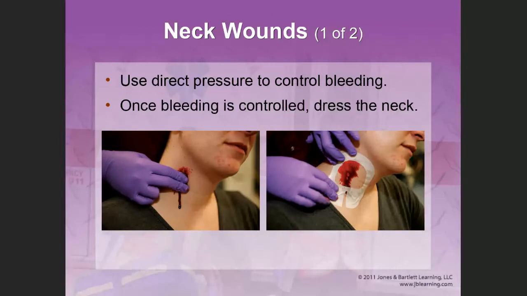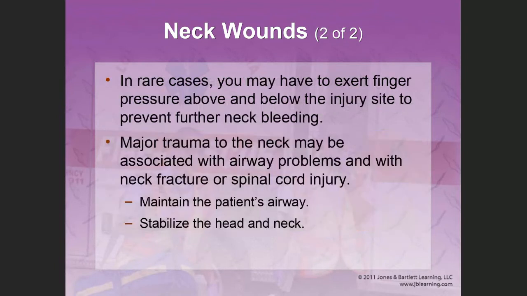For your neck wounds, use direct pressure to control bleeding. We don't want to go circumferential around the neck. I'll teach you how to bandage the neck when we get to the face-to-face session. So you don't want to go circumferential around the neck. That can cut off the arteries that are supplying the brain. In rare cases, you may have to exert finger pressure above and below the injury site to prevent further neck bleeding. Major trauma to the neck may be associated with airway problems and with a neck fracture or spinal cord injury. Maintain the patient's airway, stabilize the head and neck.